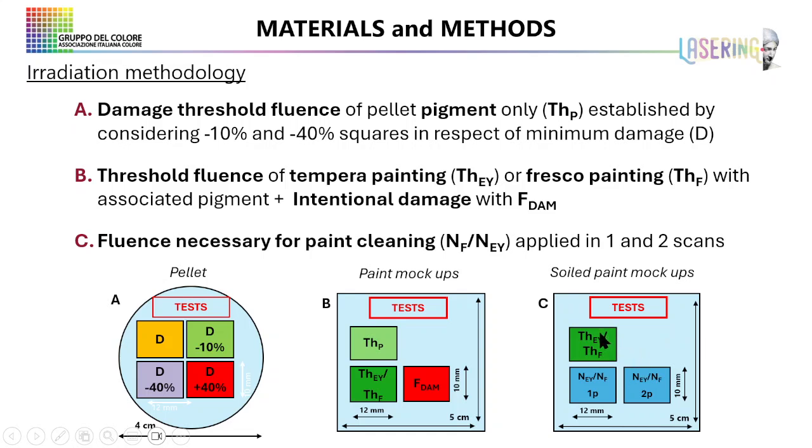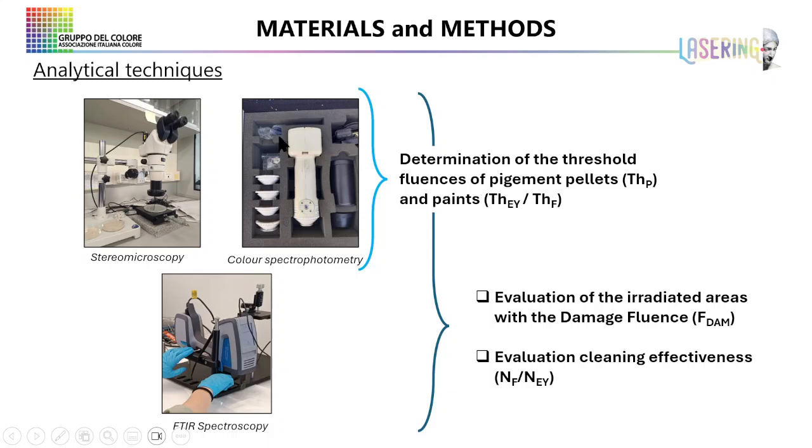Evaluating the effect, the necessary fluence for paint cleaning was then determined, applied with 1 and 2 scans to be more gradual with the cleaning. The analytical techniques applied in this case for the first stages were stereo microscope and color spectrophotometry, and then spectroscopy was applied for the evaluation of the areas irradiated with the damage fluence and for the evaluation of the cleaning effectiveness.